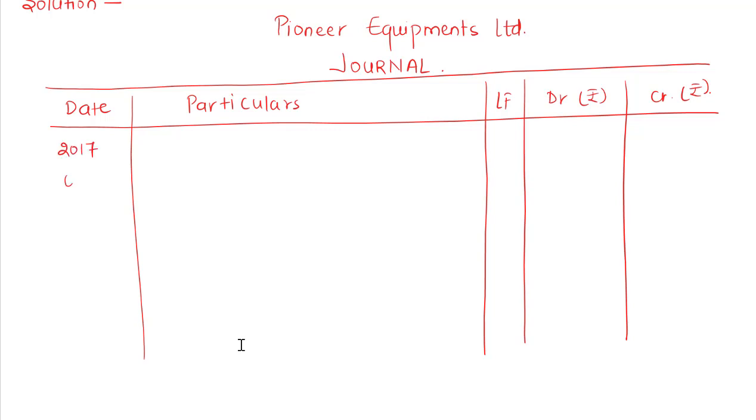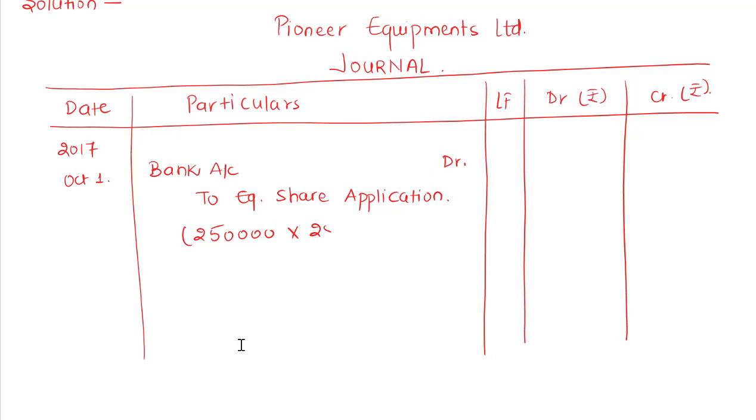First entry, 1st October: bank account debit to equity share application, 2,50,000 shares of 25 each, 62 lakhs 50,000.